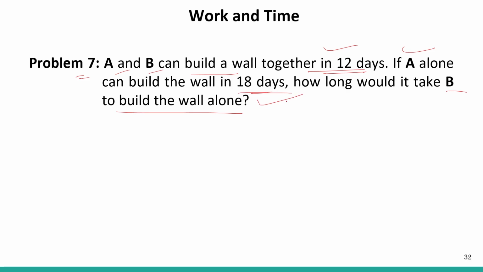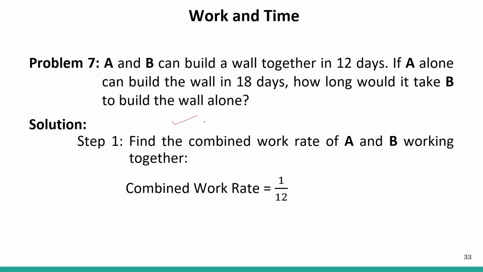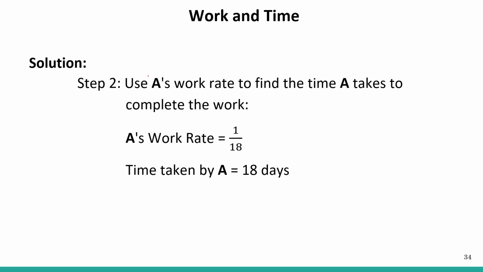alone? Okay, so find the combined work rate of A and B working together. So combined work rate is equal to what? 1 by 12. So use A's work rate to find the time A takes to complete the work. So A's work rate is equal to what? 1 by 18. So time taken by A is actually 18 days.